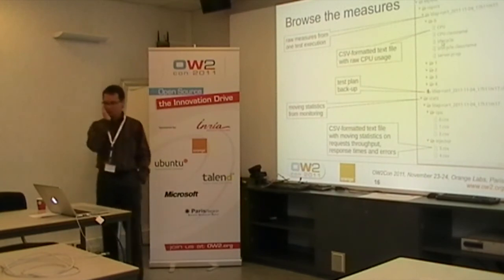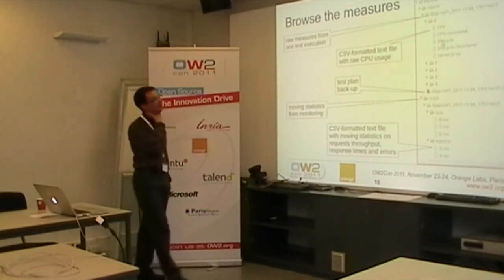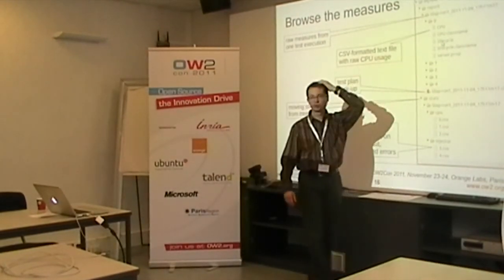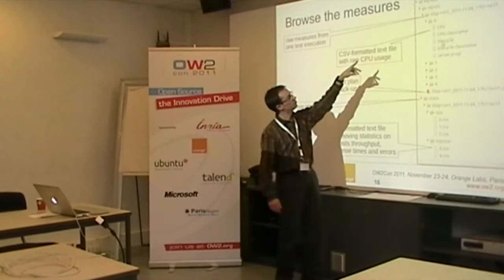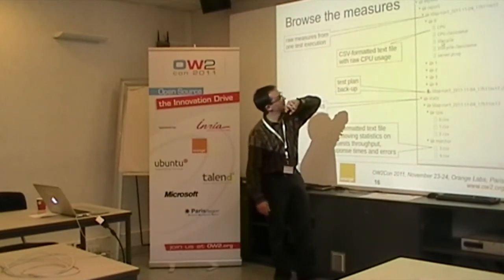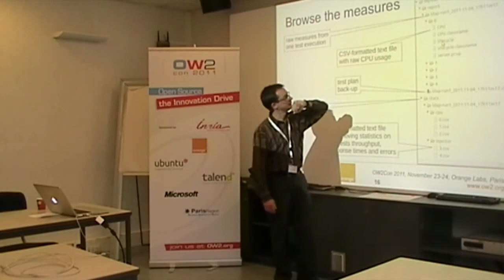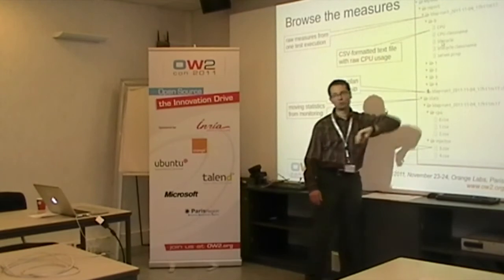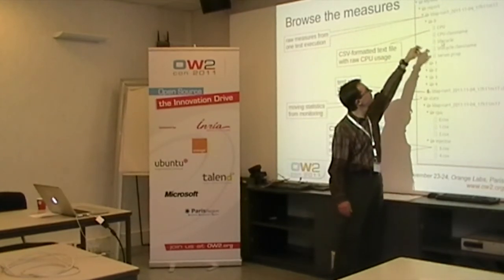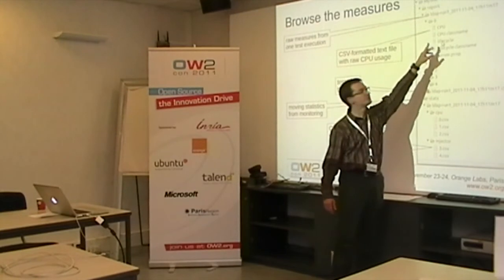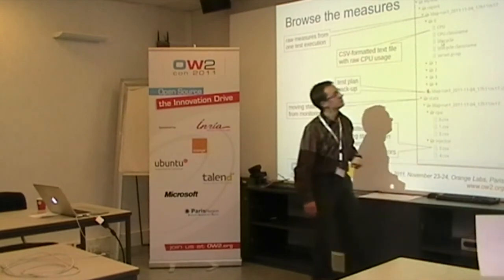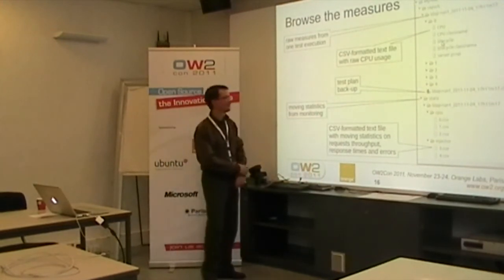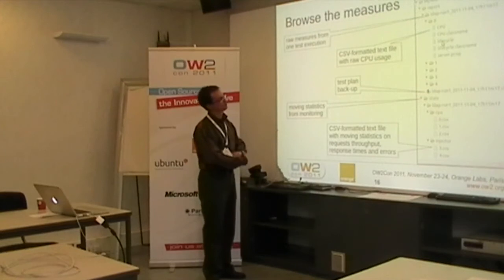Once the test is run, you can browse the measures. The measures are gathered into the report directory, and there is one subdirectory per test execution. So you see the name here, LDAP run 1, the date, and then there is one subdirectory for each probe or injector. So this was the CPU probe identified by 0. And CPU is a CSV formatted file where you will find all your CPU measures.